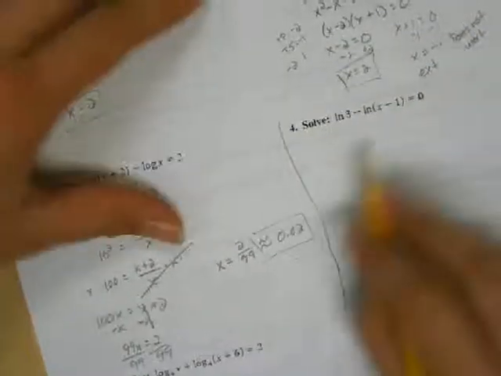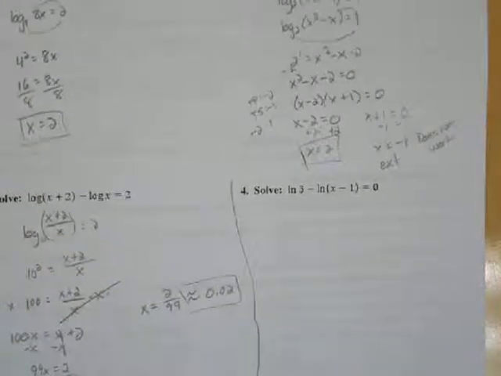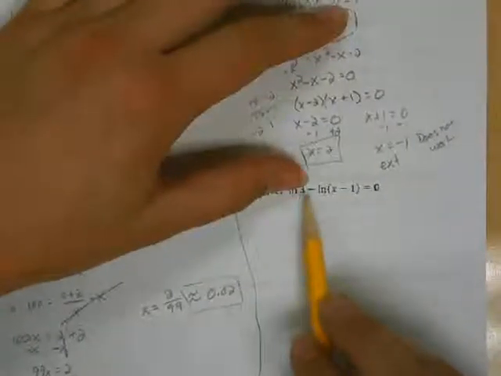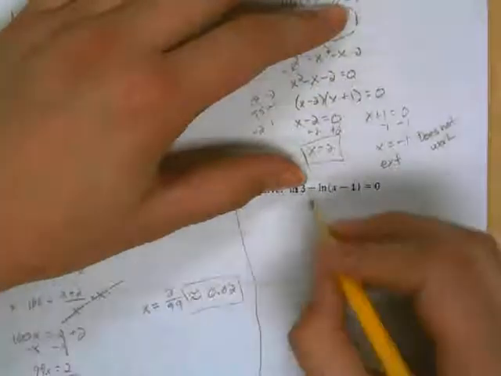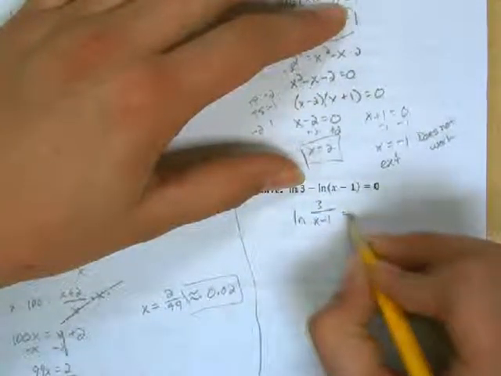Now the next one, it's the exact same thing, only they say natural log now. But the same properties still apply. So natural log of 3 minus the natural log of this. Minus means divide. So we get natural log of 3 over x minus 1 equals 0.